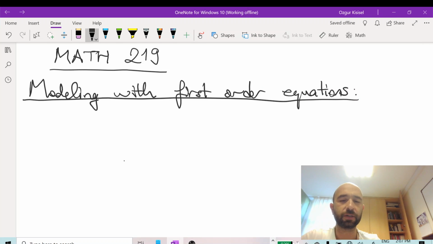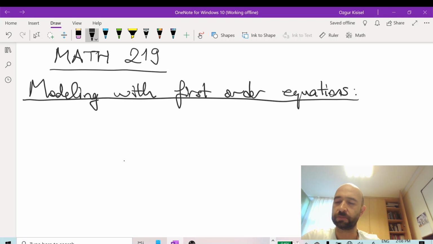Hello everybody. In this lecture, we'll talk about modeling with first-order equations. Differential equations appear a lot in applications. Those applications could be anywhere in science, engineering, social sciences, economics. If you want to especially understand how some quantity changes in time, you often run up into differential equations.